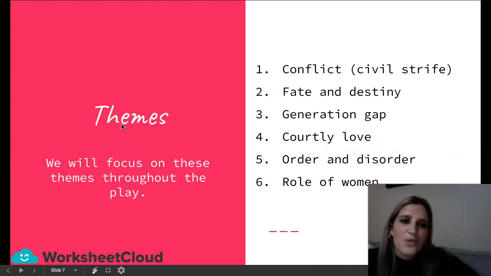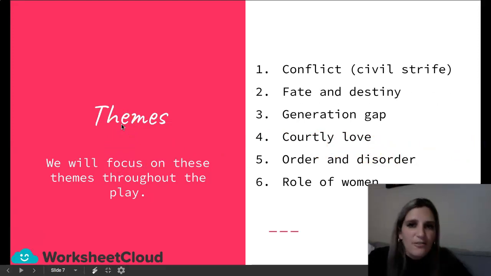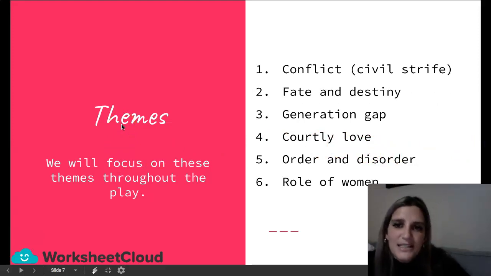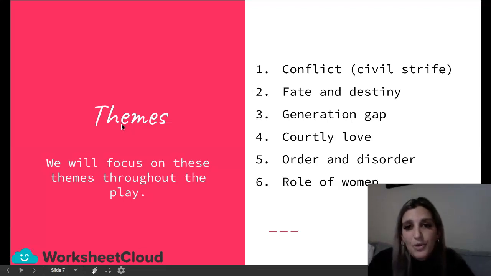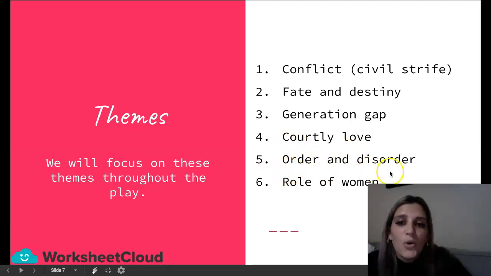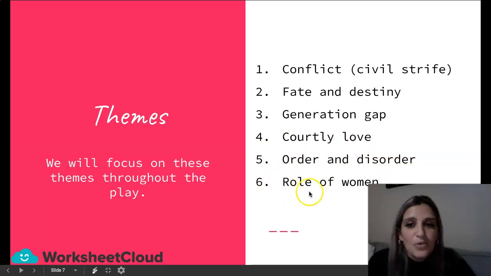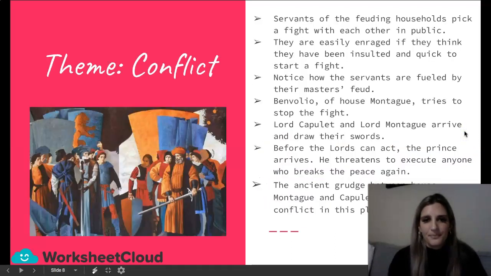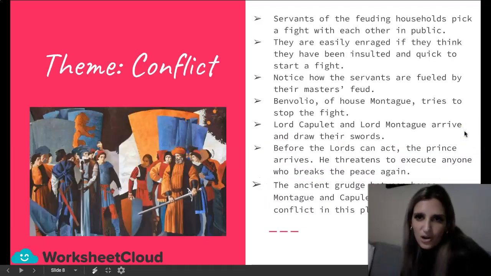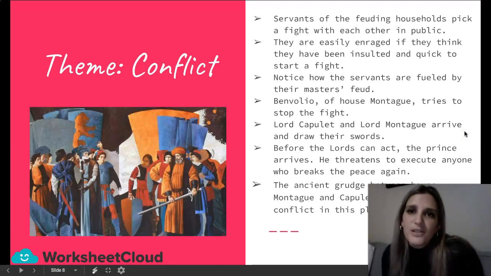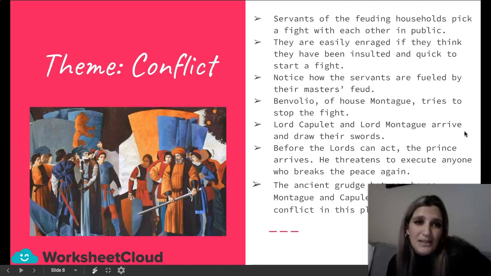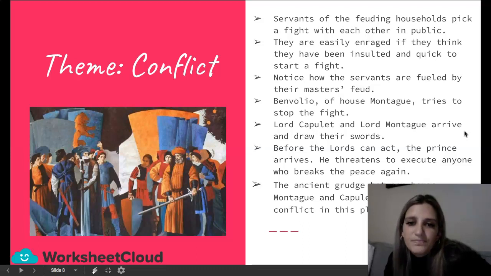Then remember we talk about themes. So there's this conflict, fate and destiny, there's a generation gap, courtly love, order and disorder, role of women. So the theme of conflict: servants of the feuding households pick a fight with each other in public. So these are all the times that there's conflict in the scene.